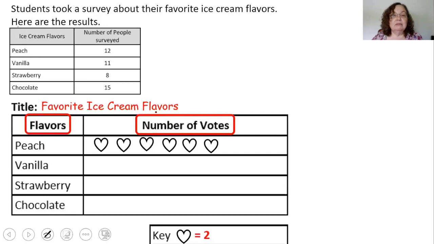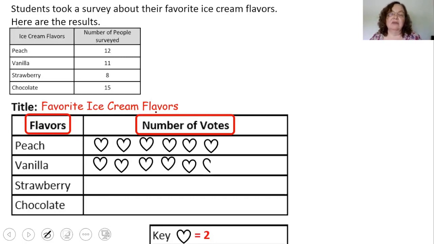2, 4, 6, 8, 10. Oh, but if I put 1 more, it makes 12. So what can I do? What is half of 2? 1. So if I have this, I can put in 11 because it's half of a heart. Wonderful. Let's look at strawberry.